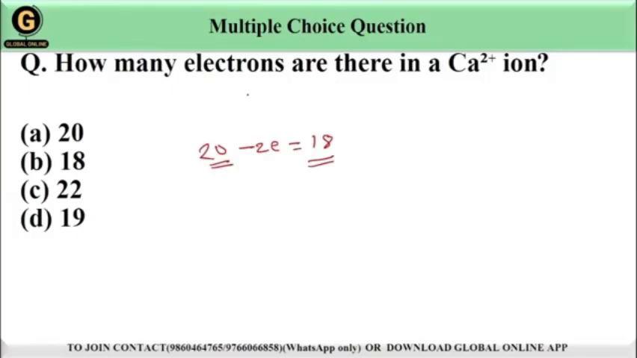This makes it positively charged with a charge of +2. So the correct option is option B, 18. Let's move to the next question.